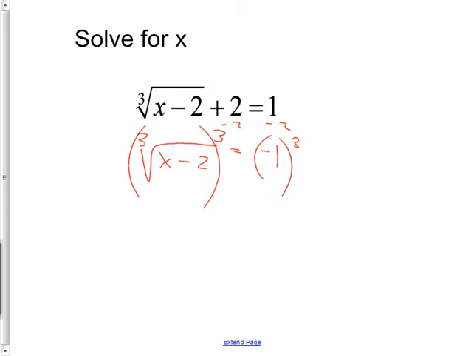But cube root and cubed are kind of the opposite of each other, like Superman and Kryptonite. They kind of take each other out. All right. X minus 2 equals negative 1. There we go. I know that was a flawed analogy because Superman is taken out by Kryptonite, but Kryptonite is not taken out by Superman. Anyway, adding 2 to both sides, x is equal to 1.